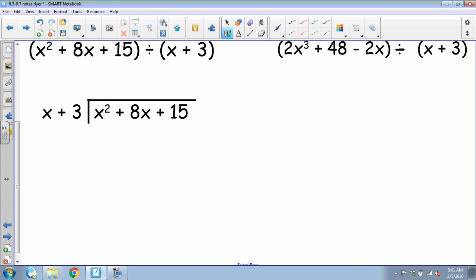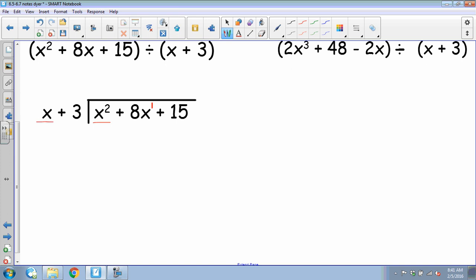So check to make sure that none of your terms are missing. And none of them are missing here. We have x to the 1 as our highest exponent, and we have our constant. And then x squared, x to the 1, and then our constant. And so now we just divide. So we look at x. You would normally say, that goes into that how many times?